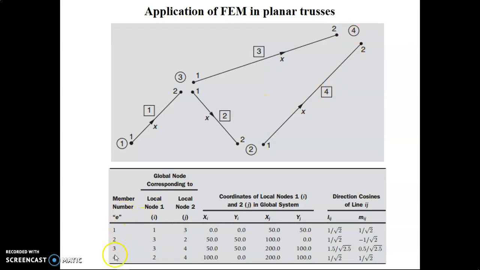So we will number the elements, and list the local node number corresponding to each element, their x coordinate and y coordinate for the first node and for the second node, and finally we will be obtaining the direction cosines Lij and Mij for a particular element in the truss structure.